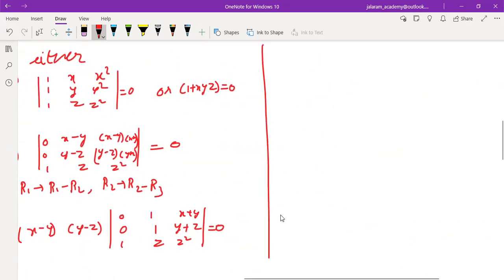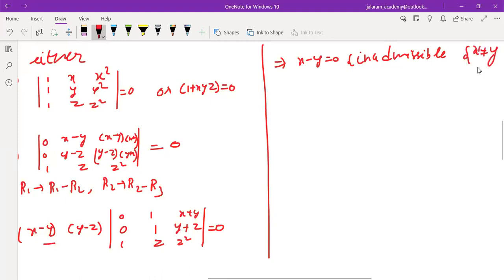And in the question it is given that x is not equal to y, means the first one, x minus y equals to 0, is inadmissible. The first factor is inadmissible. Why? As it is given that x is not equal to y, so x minus y is non-zero. The second factor, y minus z equals to 0, is also inadmissible. We have to write or. And the third factor is this determinant itself.